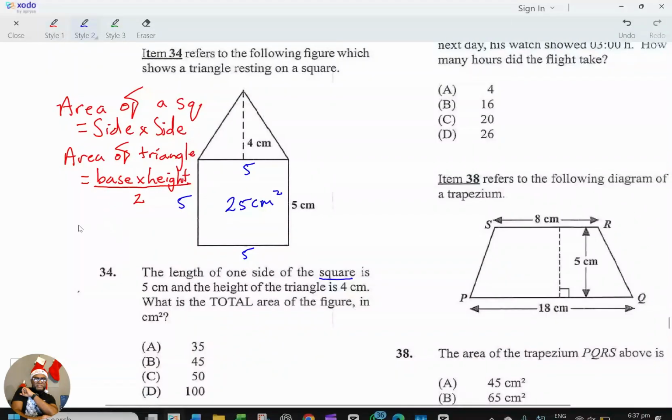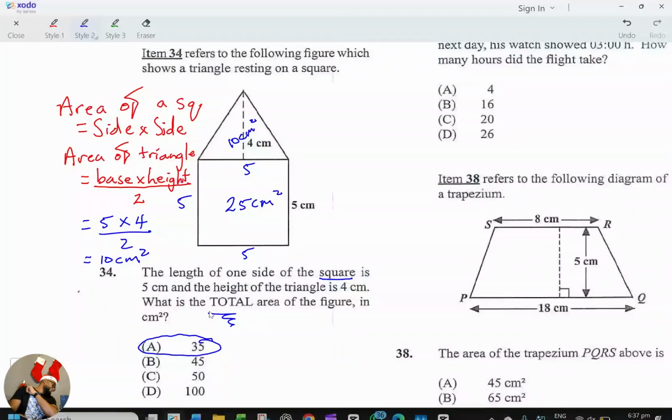Okay? So what's the base of my triangle here? 5. 5 multiplied by my height, which is 4, over 2. 5 by 4 is 20. 20 divided by 2 will give me 10 centimeters squared, right? So the total area would be 35 squared centimeters. 35. Proper thing.